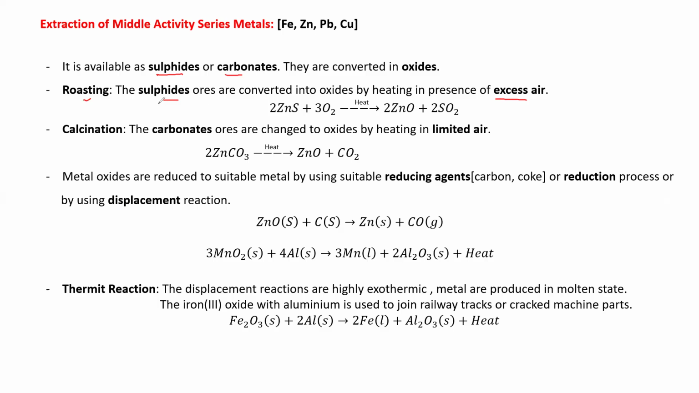So whenever we have sulfide ores, roasting means we are going to heat in the presence of excess air. So here we have zinc sulfide with oxygen. It is going to give us zinc oxide and sulfur dioxide.